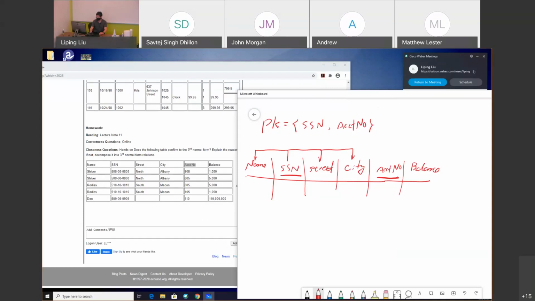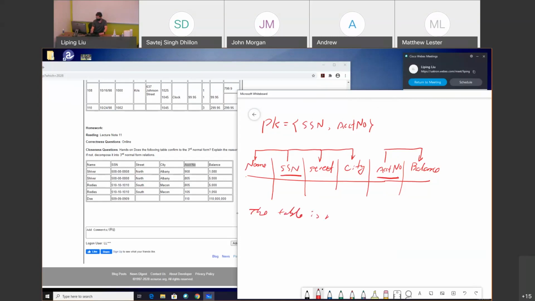Secondly, if you know the account number, then of course you should be able to tell the balance for that account. So both functional dependencies are partial functional dependencies, because those are columns that depend on only part of the primary key. So we write that here.